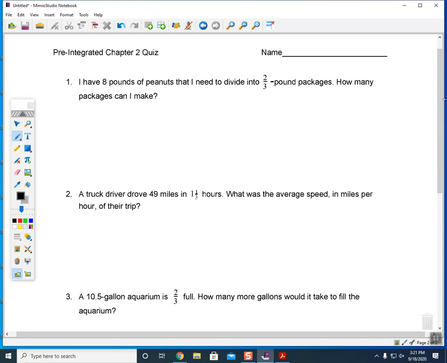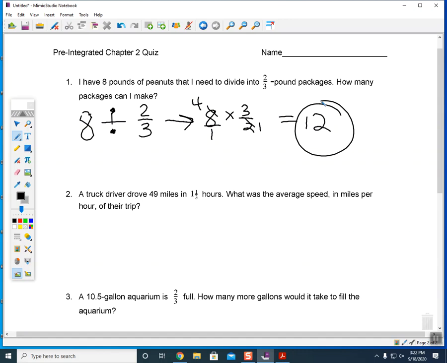I have 8 pounds of peanuts that I need to divide into 2/3 pound packages. How many packages can I make? So I have my total of 8 pounds and I need to divide it into, get rid of this bottom part. I need to divide it into 2/3 pounds packages. So I'm taking 8, dividing it by 2/3. So I could do 8 times 3 over 2. That becomes a 1, that becomes a 4. 4 times 3 is 12. I can make 12 packages of peanuts.